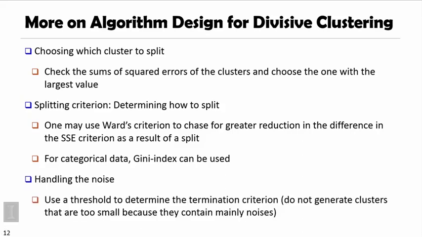Okay. Then the third issue is how to handle the noise. Essentially, when you decide to split, you don't want to split into two small clusters mainly containing noises. That means you need to use a threshold to determine the termination criterion. Okay. So these are the major issues in the design of divisive clustering.